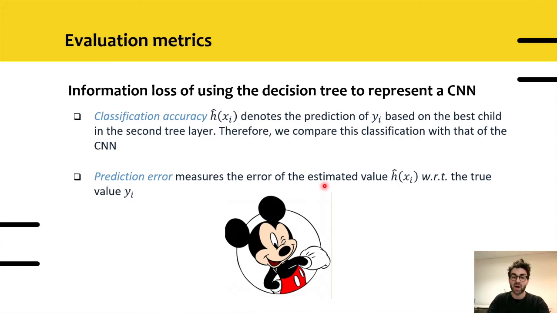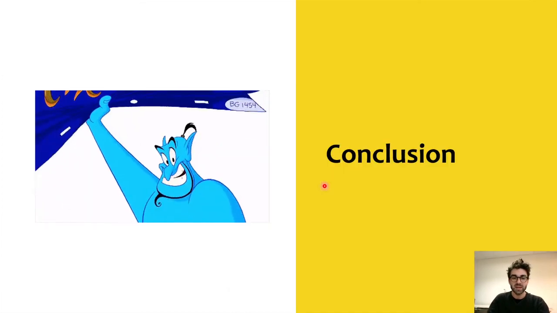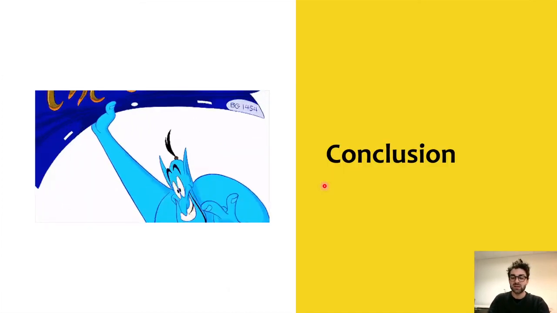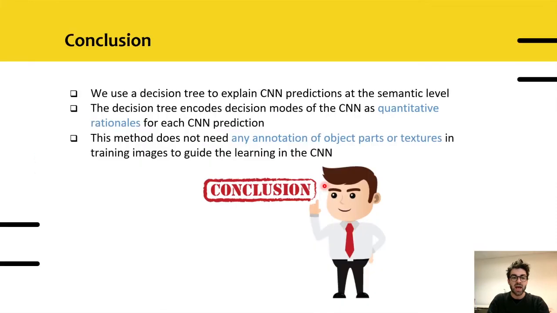So we arrived at the end of our presentation. We used a decision tree to explain a CNN prediction at a semantic level in this paper, and the decision tree encodes the decision modes of the CNN as a quantitative rationale for each CNN prediction. This method does not need any annotation of object parts or textures in training images to guide learning the CNN. That is an important thing.